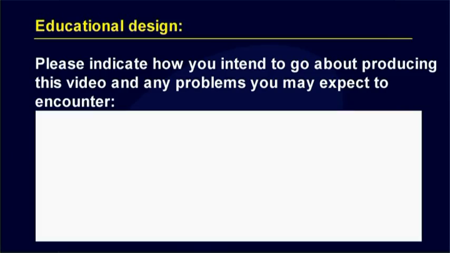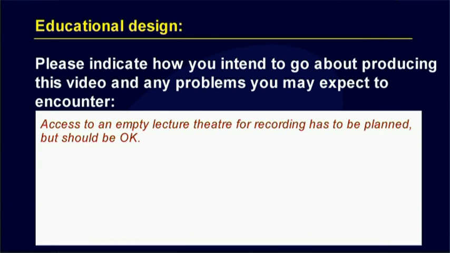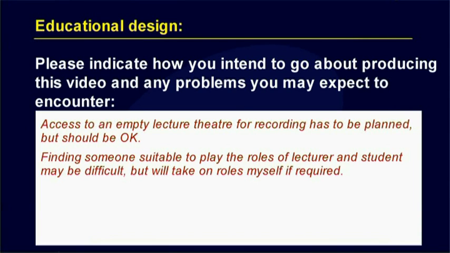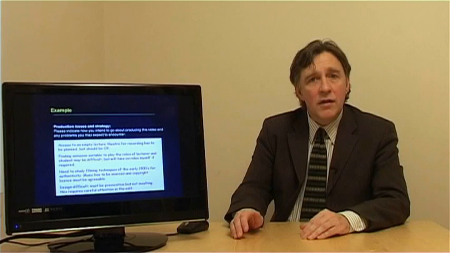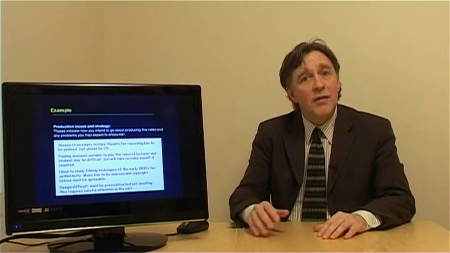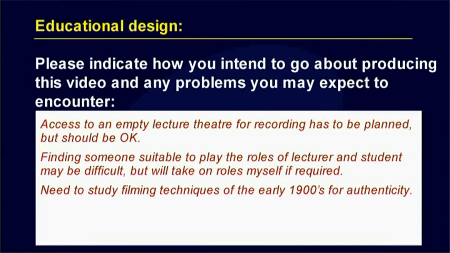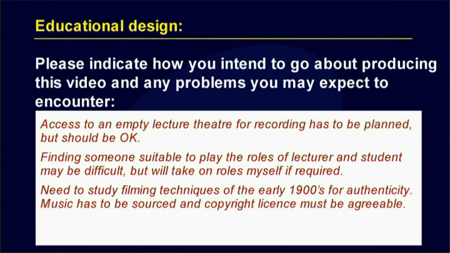What problems might this kind of production face? For the purposes of our illustration, we can see a number. First of all, access to an empty lecture theatre for recording has to be planned, which should be okay. Finding someone suitable to play the roles of a lecturer and a student may be difficult, but if no one's willing to do this, this is the place where you as producer may have to step in and play those roles yourself. To make the video look authentic, you have to study some of the filming techniques of the early 1900s. Appropriate music has to be sourced, and a copyright license has to be agreed.